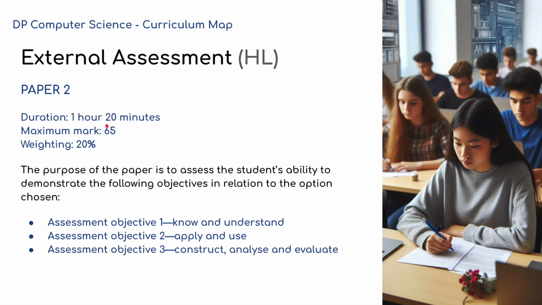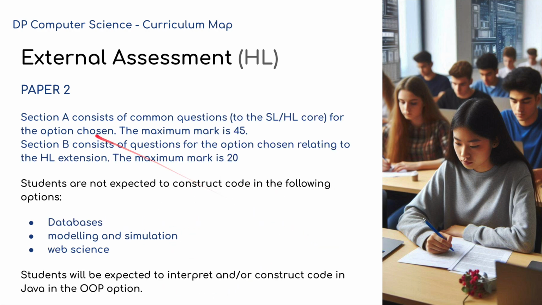Now paper 2, a duration of an hour and 20 minutes, maximum marks 65, weighting 20%. Okay, again, we're looking at know and understand, apply and use, construct, analyze and evaluate, objectives 1, 2 and 3. Okay, section A, and it's common questions for standard level and higher level, 45 marks. Section B, 20 marks. Okay, consists of questions from the options chosen relating to the higher level extension.